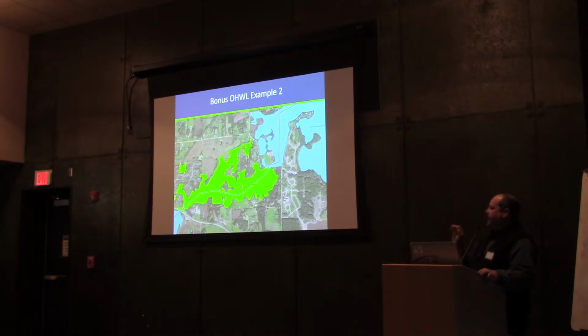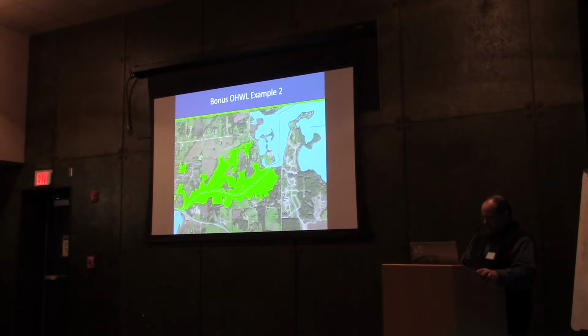In this case, the OHW for the stream doesn't really matter, because if somebody is going to do a project in this area, they're going to have to stay out of the wetland, out of 6 Mile Marsh. So it's the OHW of 6 Mile Marsh that's going to influence whether a permit is required or not. It doesn't really matter what it is for the stream.